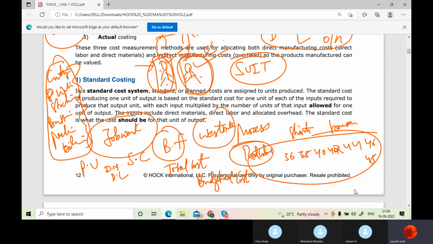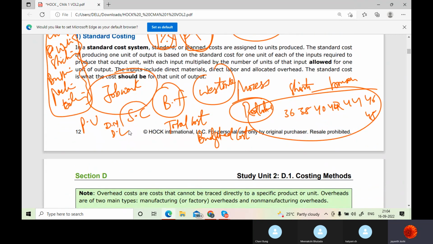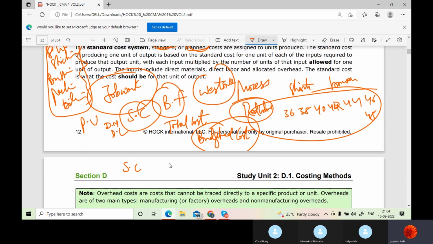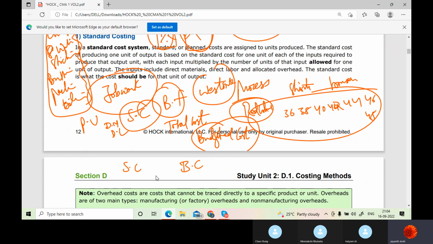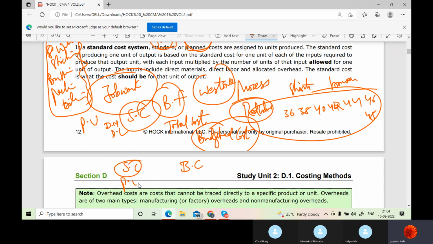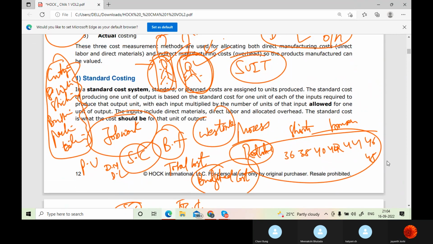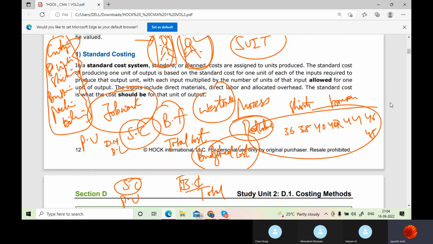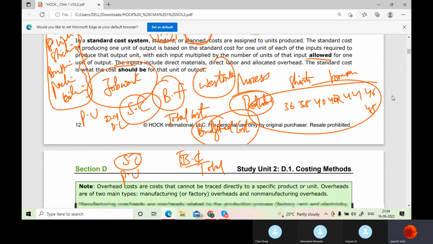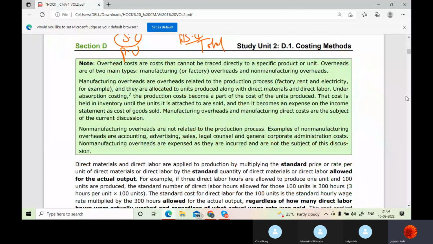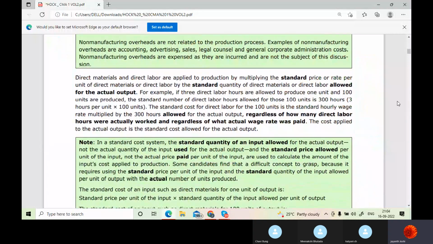Now many students have confusion about what is standard cost and what is budgeted cost. Standard cost is also a pre-estimated cost, budgeted cost is also a pre-estimated cost, but standard is per unit wise, and budgeted is total wise. When we speak about standard, we speak about allowed. That means this much is allowed, or this much is what we want to happen. So allowed is the term you'll generally be using in standard costing.